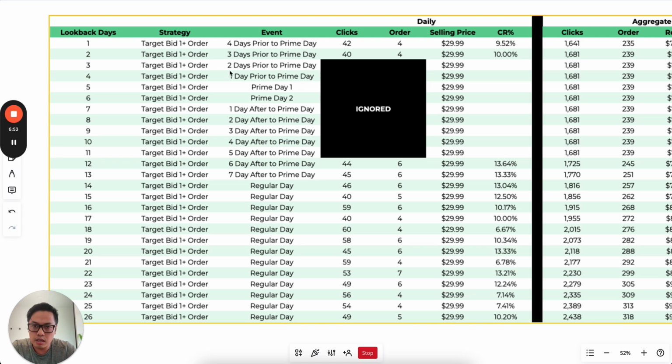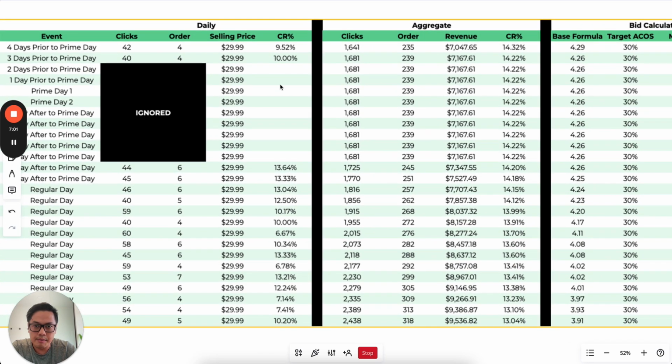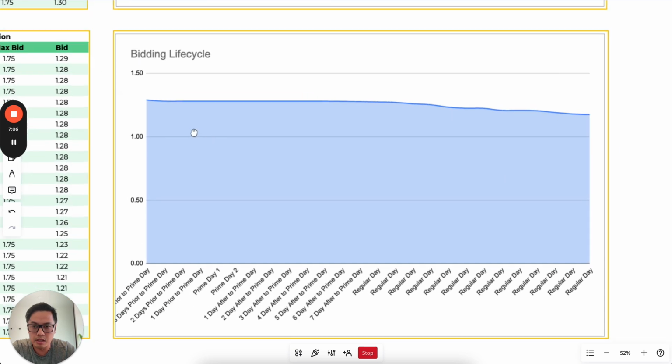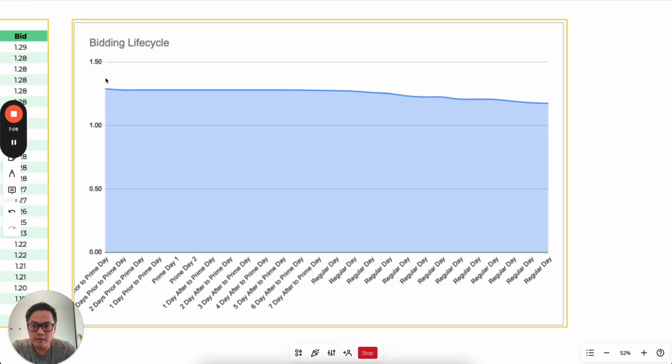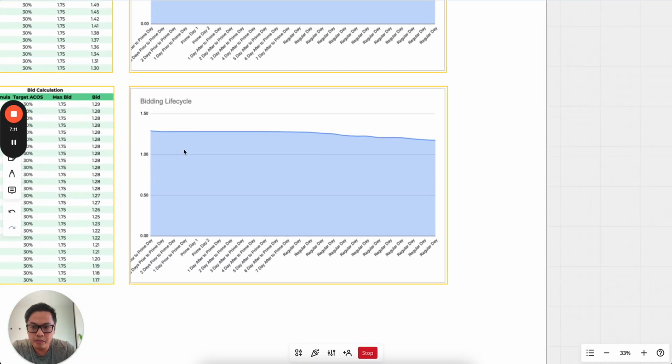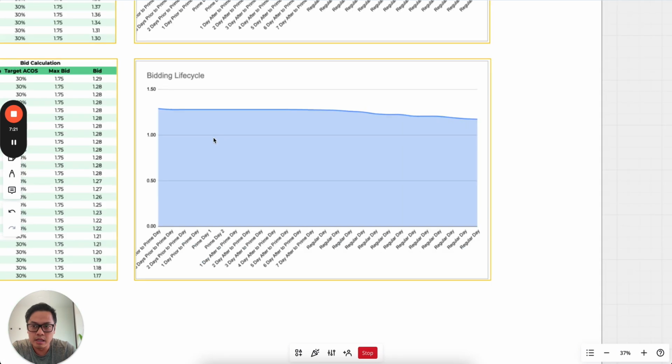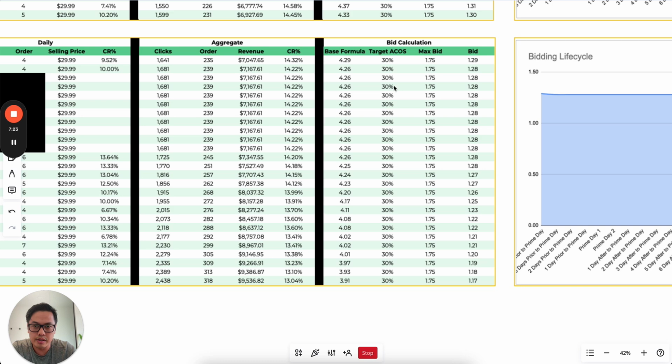So I just ignored 2 days prior and then a couple days after, plus Prime Day itself. Same kind of calculation, figuring out the clicks, figuring out the orders. When this happens, notice the bid life cycle. So it never ever spikes past $1.50. It sticks at around $1.20, and then it stays there. Because this is technically the optimal bid in order for you to achieve this 30% ACOS based off of the conversion rate that you're running at.